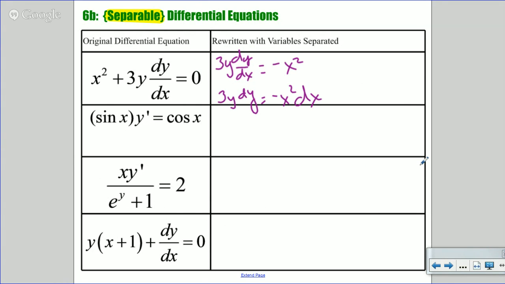Okay, let's try the second one. It says sine of x times y prime equals cosine of x. If you ever see y prime in a differential equation instead of dy dx, I would like for you to rewrite that as dy dx.